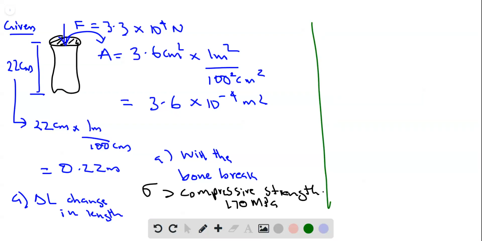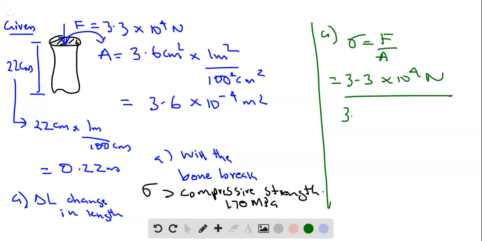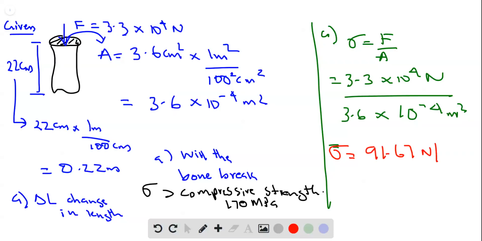So in part A, we have to compute the stress, which is the force per unit area. We're given the force as 3.3 times 10 to the 4 newtons, and we divide that by 3.6 times 10 to the negative 4 meters squared. When you simplify that, we get the stress as being equivalent to 91.67 newtons per meter squared. And obviously, if you compare that to 170, it's less than that.